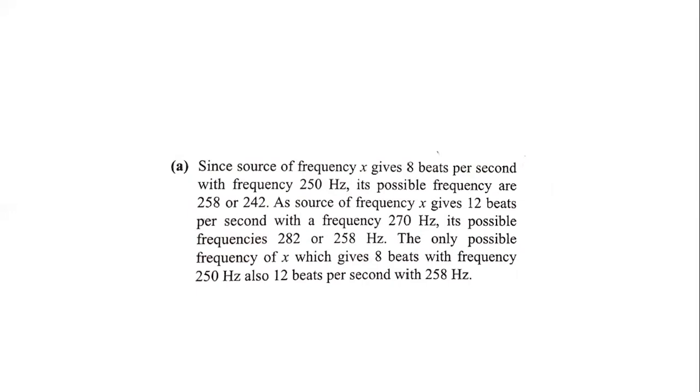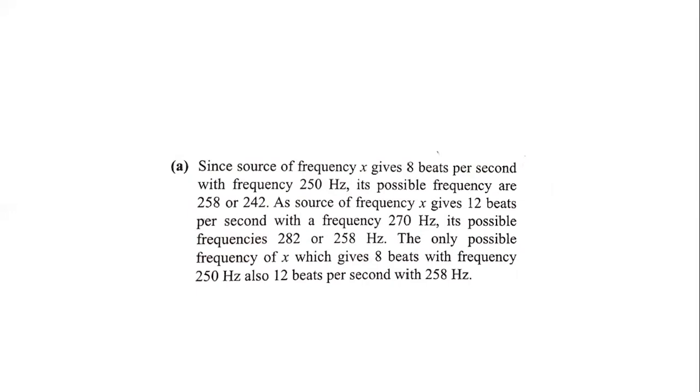Given that the source of frequency x gives 8 beats per second with frequency 250 hertz. So what are the possible frequencies? The possible frequencies must be either that 250 hertz plus 8 or 250 hertz minus 8. Therefore, the frequencies must be either 258 hertz or 242 hertz.